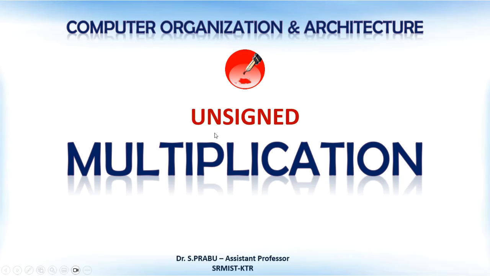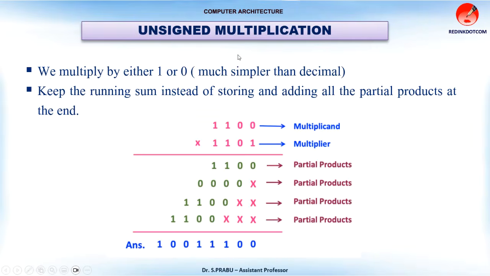Hello students, here we are going to study about multiplication of unsigned numbers. Unsigned multiplication is nothing but both the numbers are positive numbers. We already know how these two numbers are getting multiplied and get the final product result. These are all the partial products.